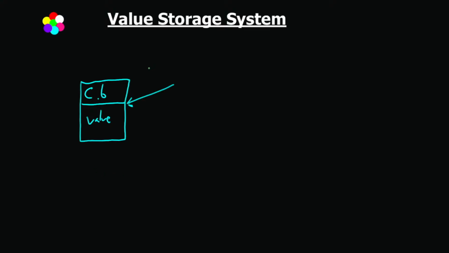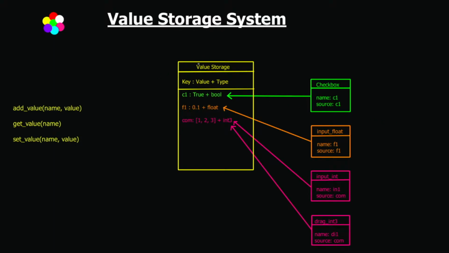But that is not how PyGui works. It works a little bit differently. Basically, we have this thing called the value storage system. And what this does is contain a key value pair that basically keeps up with the type of the value and what the value is. And whenever you ask to get a value or to set a value, you're not interacting with the widget itself. You're actually interacting, like I said, with this system. So it kind of acts as a little bit of a middleman.